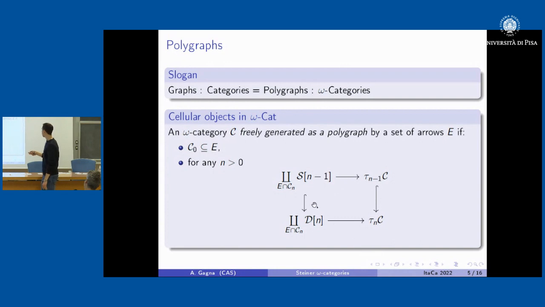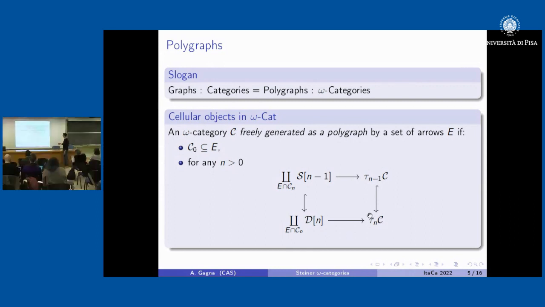You know how to glue them, in a way: what are the sources and the targets. In the n-1 truncation, you add them freely, which just means that this square is a pushout. So you are given some n-1 cells, parallel n-1 cells that are the source and target, and you add an n-cell freely as a pushout. So at each level, you have some kind of universal property of the pushout. That's the idea.